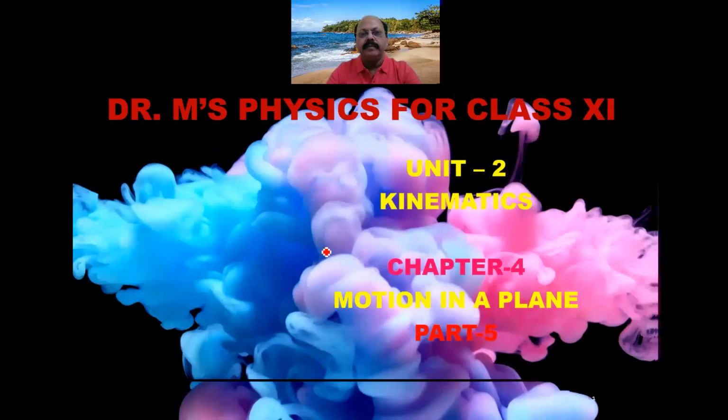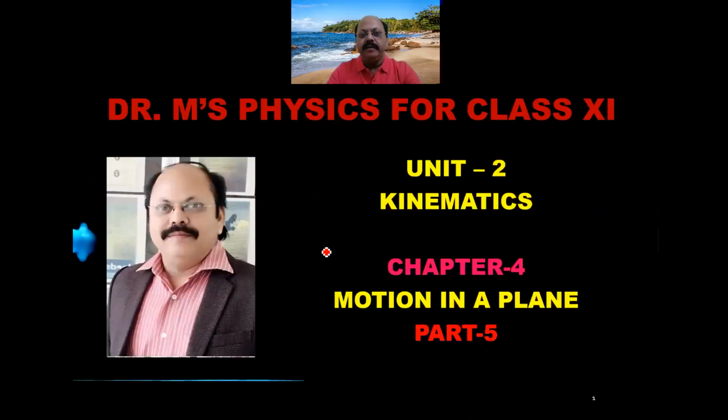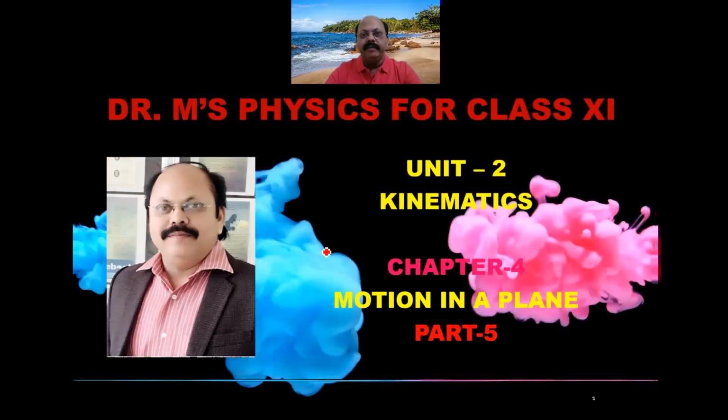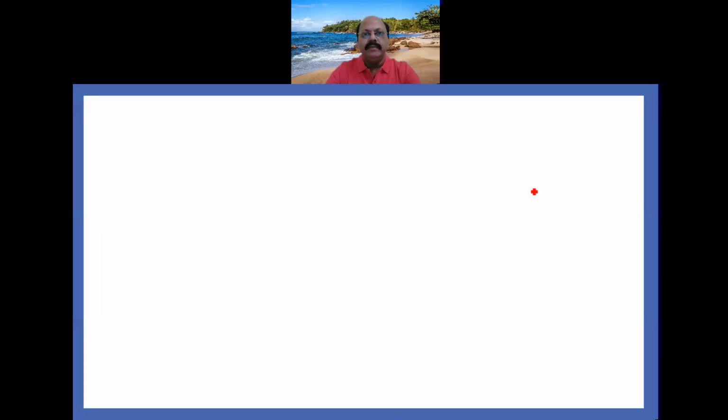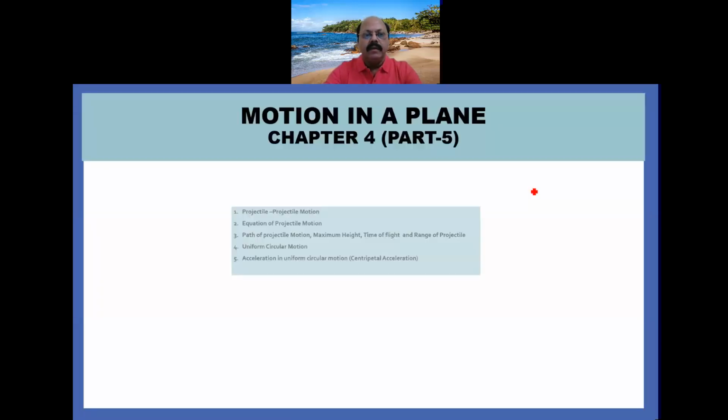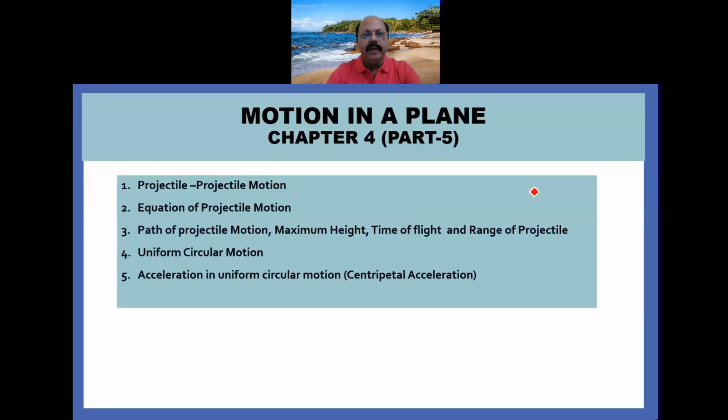Dear students, today's topic of my lecture is motion in a plane, part 5. What you have to learn in it: the first one is projectile and projectile motion, equation of projectile motion, then path of projectile motion, maximum height, time of flight and range of projectile. After that, uniform circular motion, acceleration in uniform circular motion, that is centripetal acceleration. So one by one I explain.